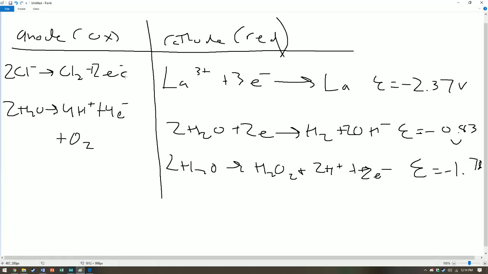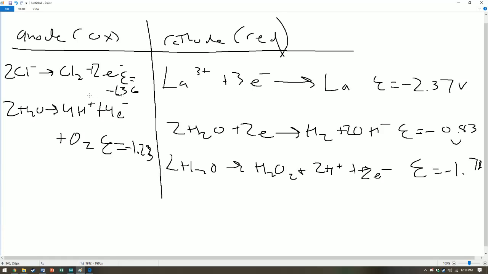And let me finish in the cell potentials. For the other side, the potentials are negative 1.23, and the one for chlorine is negative 1.36.